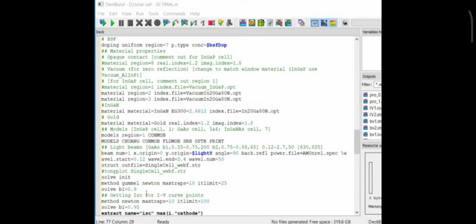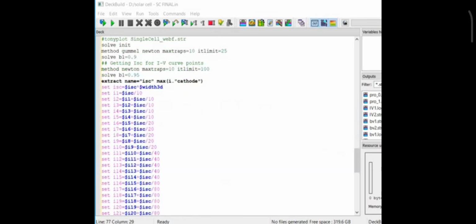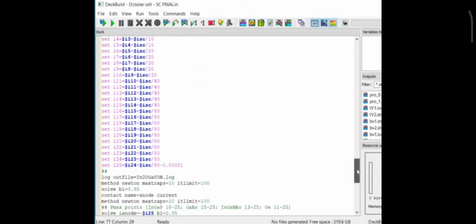First, I will solve for beam 1 having a light intensity of 0.9. I am using two beam rays, one having a light intensity of 0.9 and the other 0.95, with different method statements. Now extract the short circuit current. For the short circuit current, you have to set the different values ISC, IN1, IN up to I25.